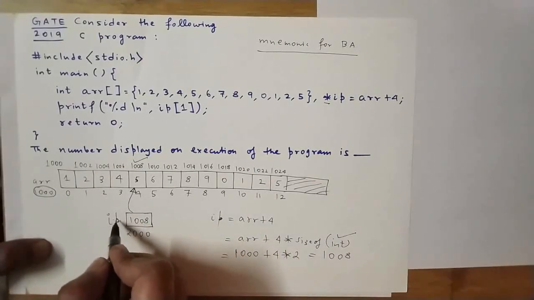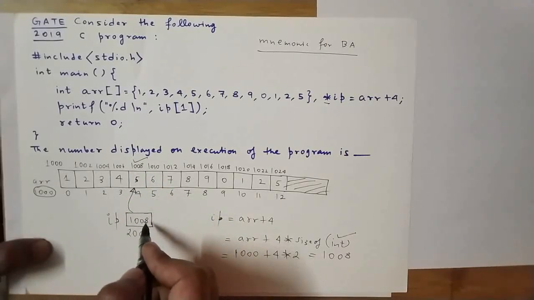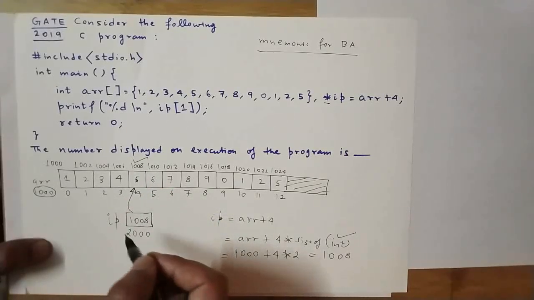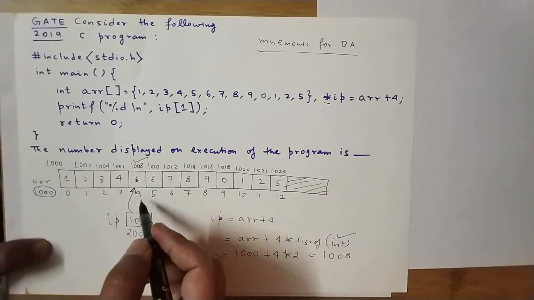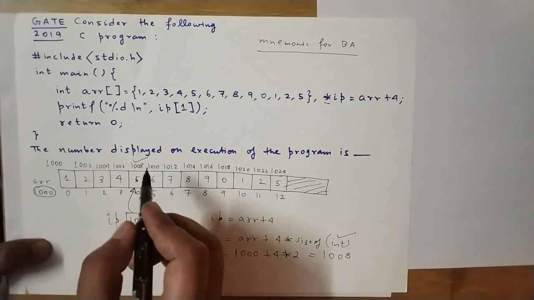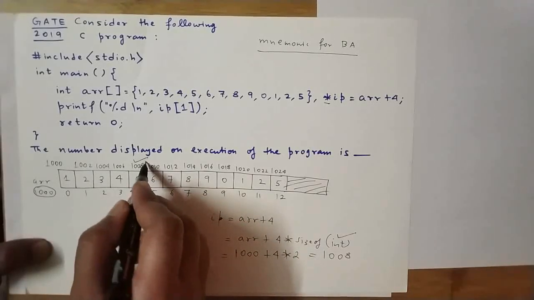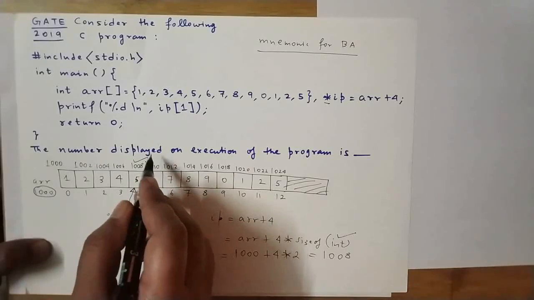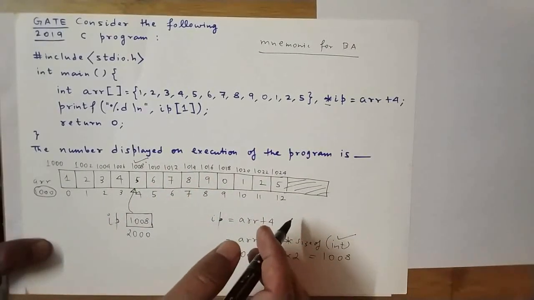See, pointer IP is holding the value 1008. Since it is holding the value 1008, it is as if IP is pointing to this memory location 1008. That means if I am having this value 1008, it is as if I'm standing outside this memory location. If I apply the indirection operator, the star operator, I'll be able to go inside. That's what pointers do.